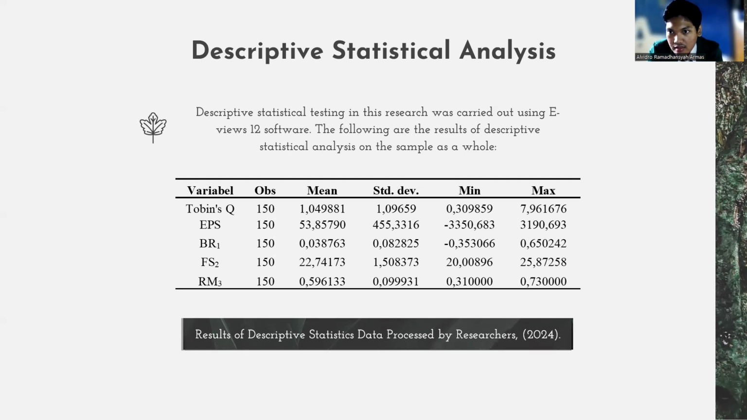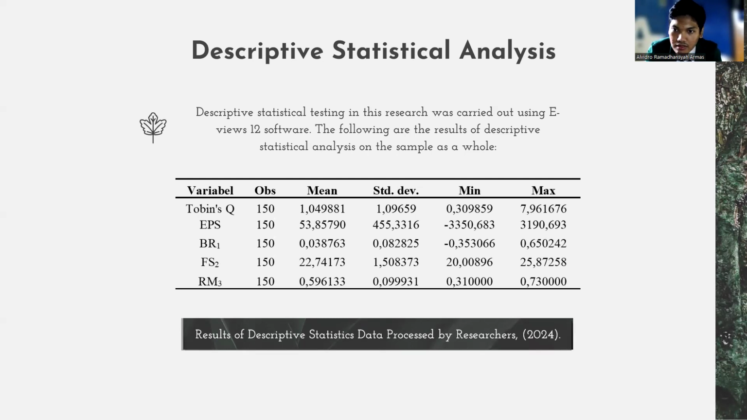So this table shows the results of the descriptive statistical analysis of the data collected by the researcher. This data shows Tobin's Q, which is one of the proxies used in this research to calculate the company value variable, which is the dependent variable. The data shows that the company value using the Tobin's Q proxy has a mean or average value of 1.049881, followed by a standard deviation value of 1.09659.